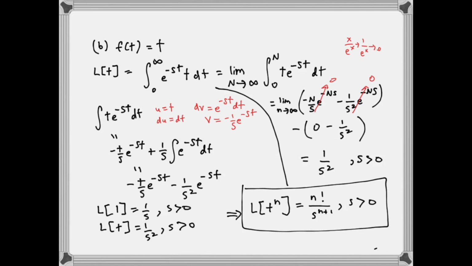The n factorial comes from when you actually do this integral. That's what's going to happen when you do the integration by parts multiple times here. All right, so that's good. We now have a way to do the Laplace transform of any power. Let's keep going.